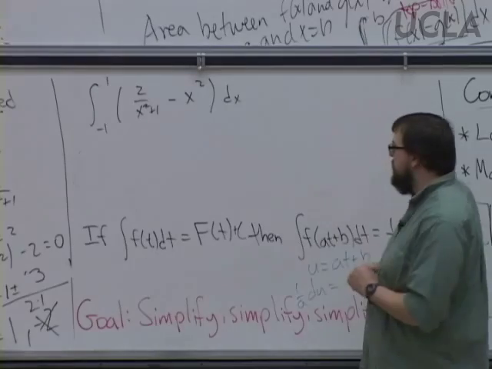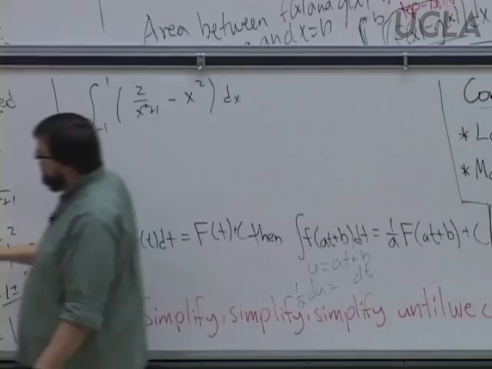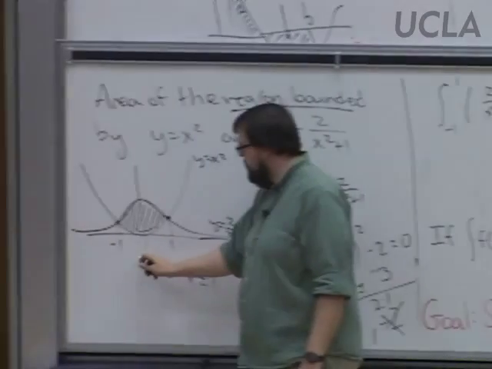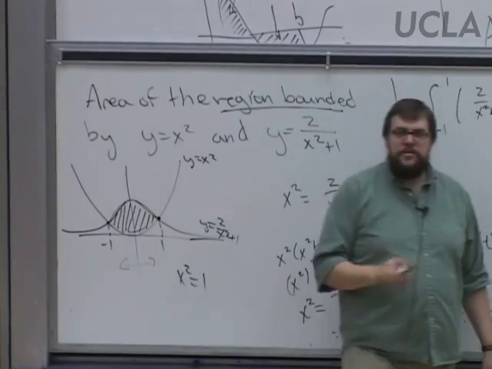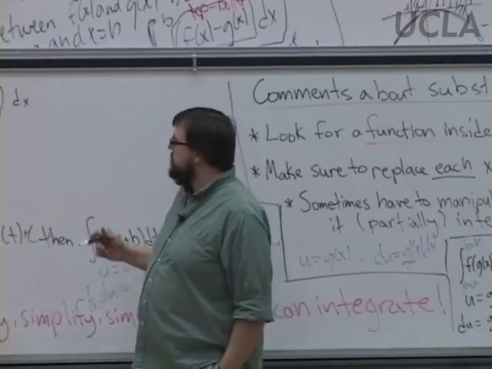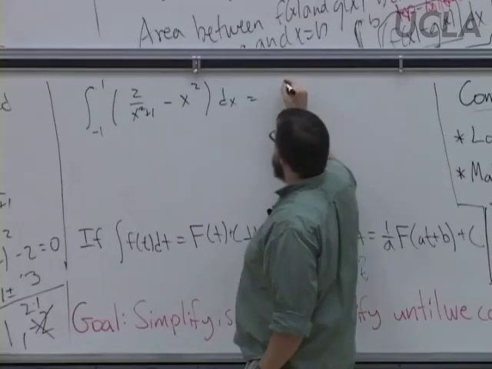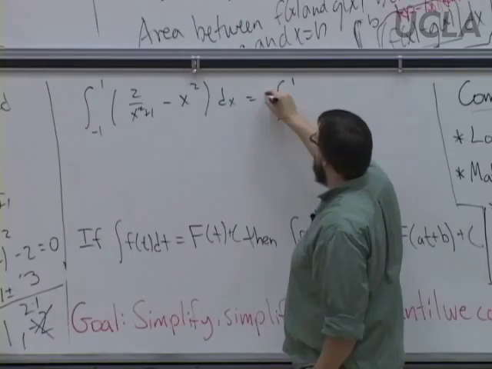Now, we can also save ourselves a little bit of work if we want to. Notice that these graphs have symmetry. They're both even functions. So sometimes, if you're in that case, instead of integrating from negative 1 to 1, you can integrate from 0 to 1 and just double whatever you get.